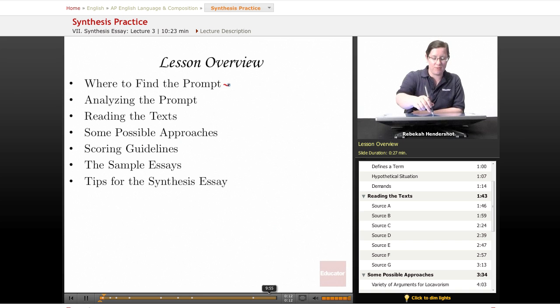We're going to look at where to find the prompt that we're looking at. We're using a real prompt from a real test. We're going to analyze the prompt. We're going to read over the texts and go for some main ideas. We're going to look at possible approaches to answering the question in the essay.